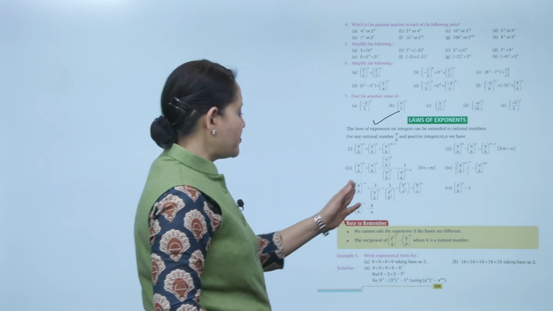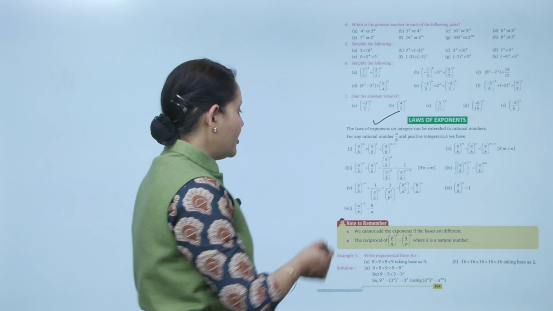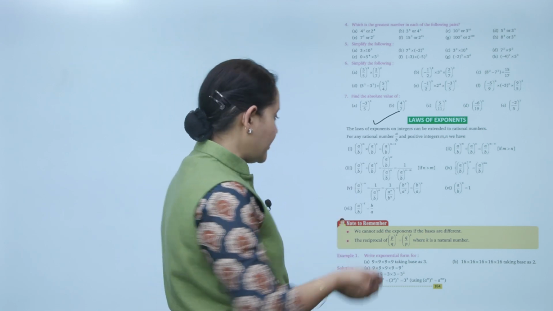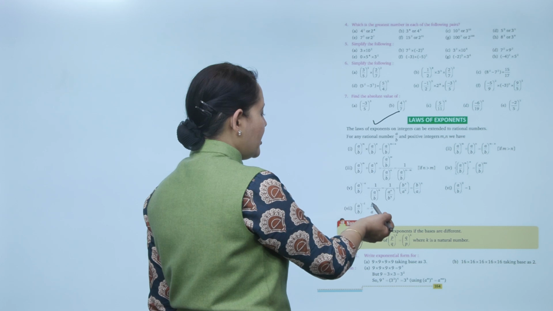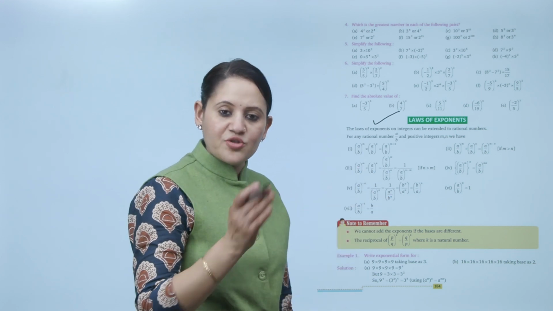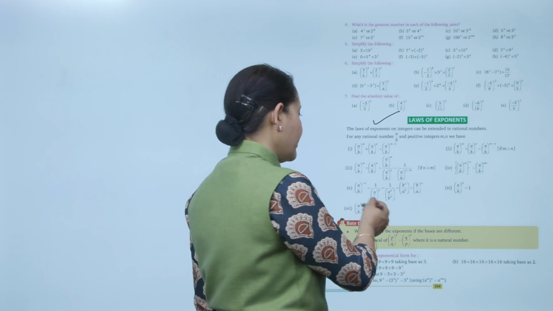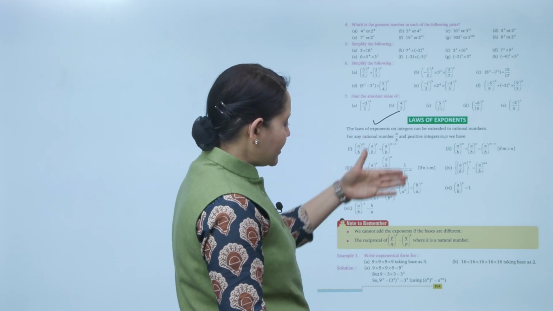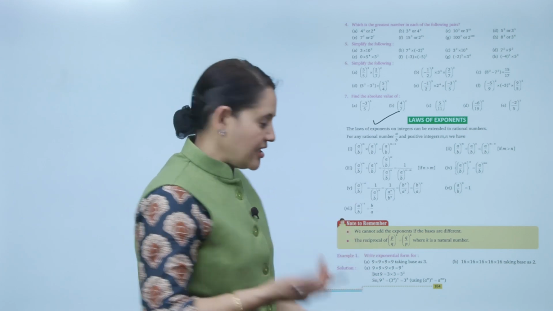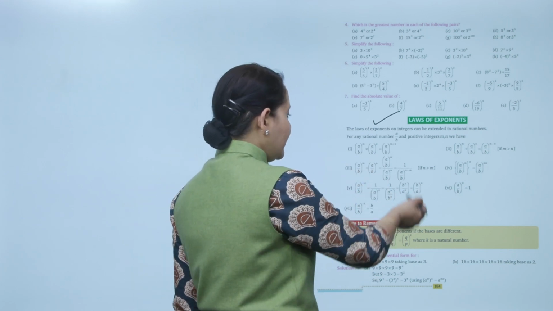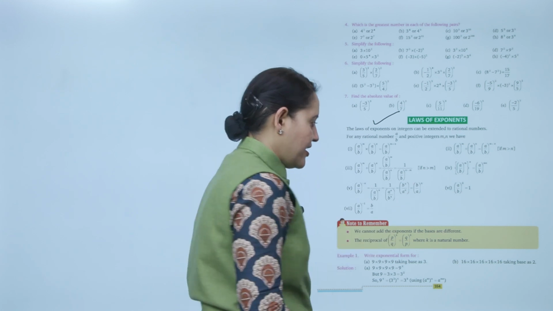Here (a upon b) to power minus n. So what will we do? It is a negative power, so it will go to the denominator. It comes down as 1 upon (a upon b) to power n. Or we can write it as 1 upon a to power n upon b to power n. What will b to power n become? It will come up. When we divide, it becomes a reciprocal. So b to power n comes up over a to power n. Or we can write it as (b upon a) to power n.